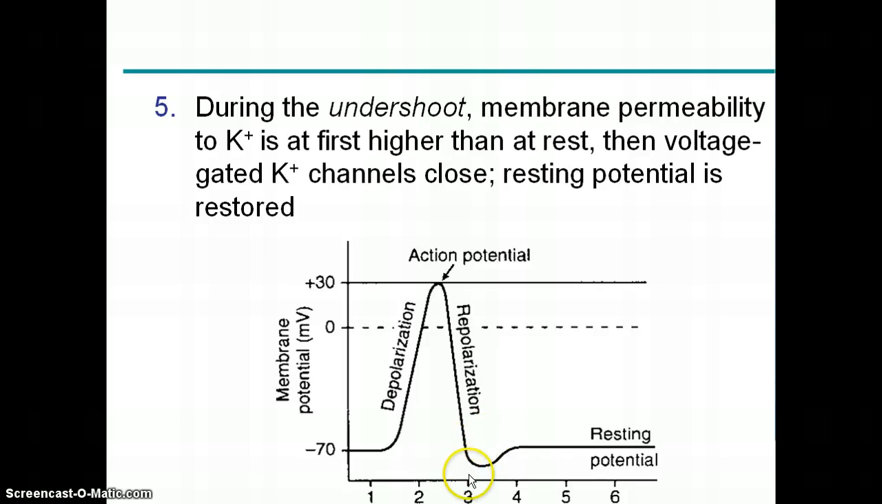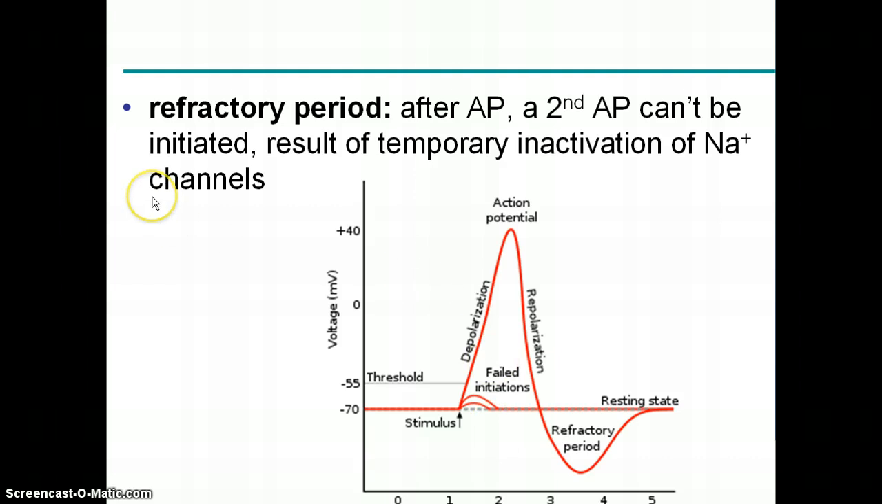Now, when it's all the way down here at the bottom, are you going to be able to open enough sodium gates and open several sodium gates to cause another action potential? Well, no, and that's what's referred to as a refractory period. During a refractory period, you can't open those sodium channels, and you will not be able to create another action potential. So keep in mind, this action potential and return to resting potential can take place in about 3 milliseconds. So events are quick in this process, but during the refractory period, you can't generate another action potential.